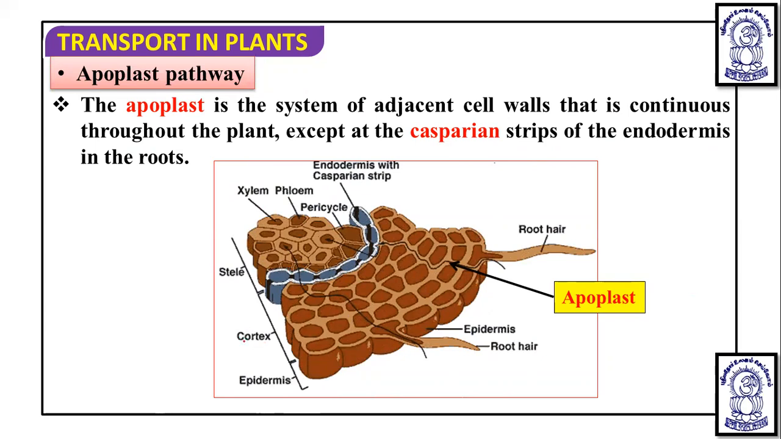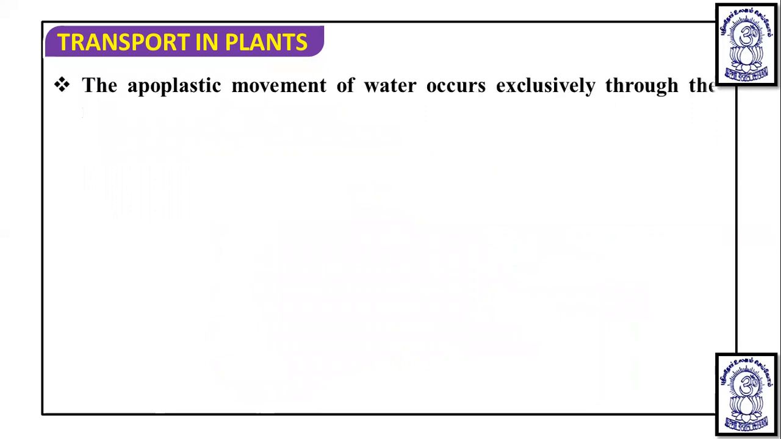You can see this is a cross section. This is the epidermis, this is the cortex, and this is the stele. In the stele, you will see this is the endodermis, this is the pericycle, and this is the phloem. And inner to the phloem, there is the xylem. So in the apoplast, you will see that water moves through these intercellular spaces and cell walls. It reaches here, and then from here, the Casparian strip will not let it flow, so from some points they will enter and ultimately reach the xylem. When the water passes through the cell wall and intercellular spaces, it is known as apoplast. So apoplastic movement of water occurs exclusively through the intercellular spaces and the walls of the cell.